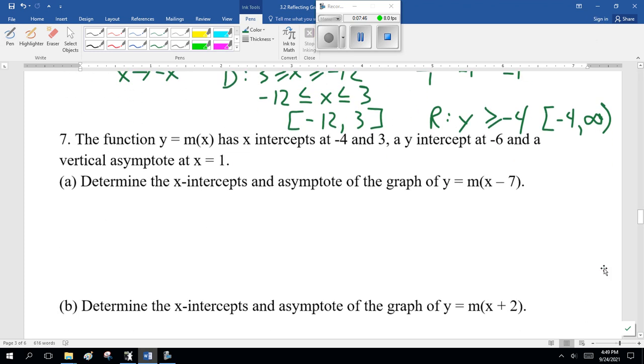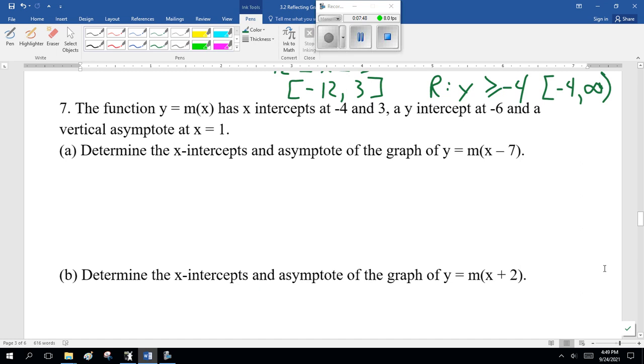Let me see. So the function y equals m of x has x-intercepts at -4 and 3, a y-intercept at -6, and a vertical asymptote at x equals 1. So determine the x-intercepts and asymptote of the graph y equals m bracket x minus 7. Now, this is a review from last class. This means right 7 units. So x goes to x plus 7.